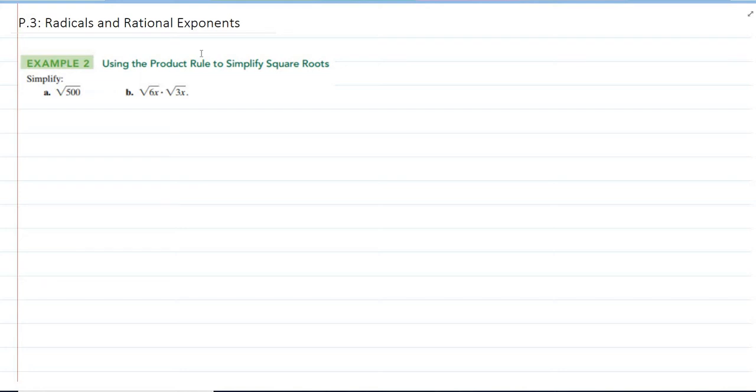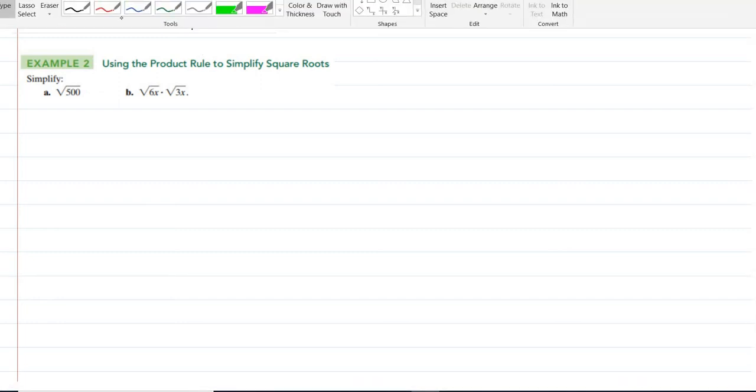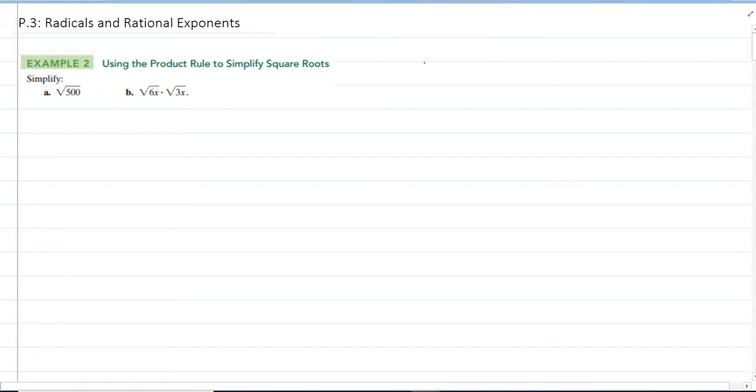Hello guys, today we're going to start P3 radicals and rational exponents. So we're going to skip example 1, it basically is just evaluating, so we're going to go ahead and work on example 2. So what is the product rule? Let me go ahead and write it down here. Okay, that's our product rule.